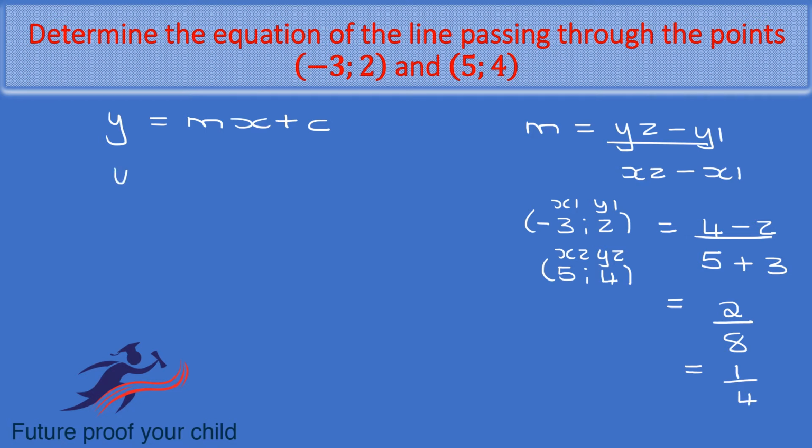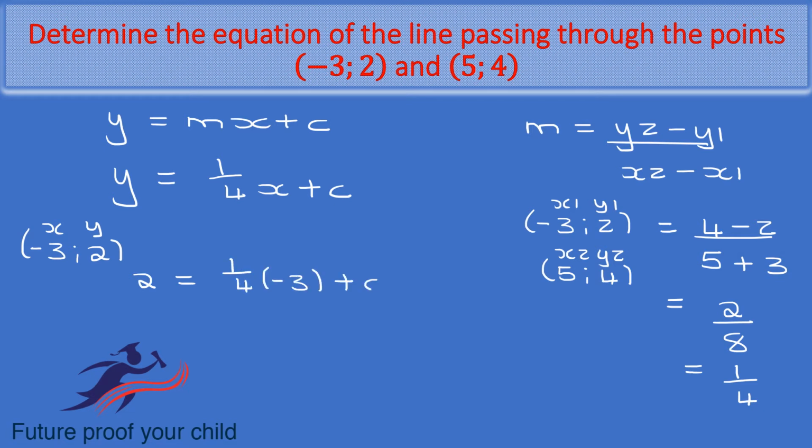So if I substitute it back, I get y equals a quarter x plus c. Now you can substitute 5, 4, or you can substitute -3, 2. It's your choice. I'm going to choose -3 and 2. So this is my x, that is my y. So 2 equals a quarter times -3 plus c. So 2 equals -3 over 4 plus c. So to isolate my c, I'm going to get rid of the -3 quarters. So 2 plus 3 quarters, and that will give me 11 over 4. So therefore, y equals a quarter x plus 11 over 4.